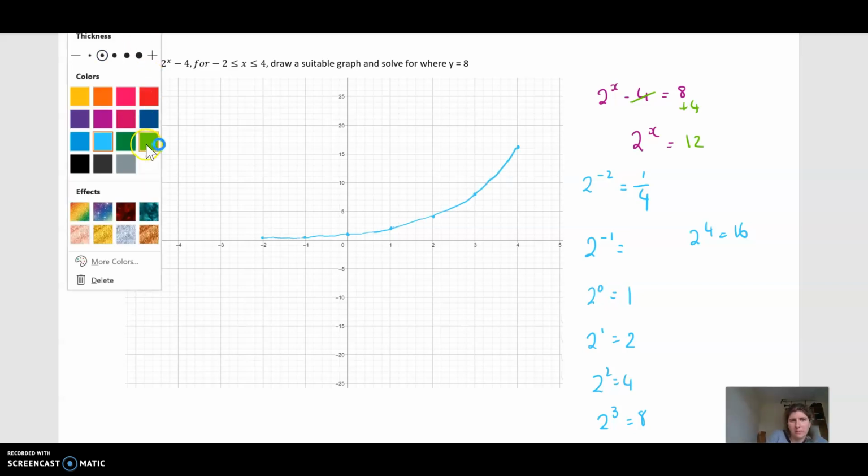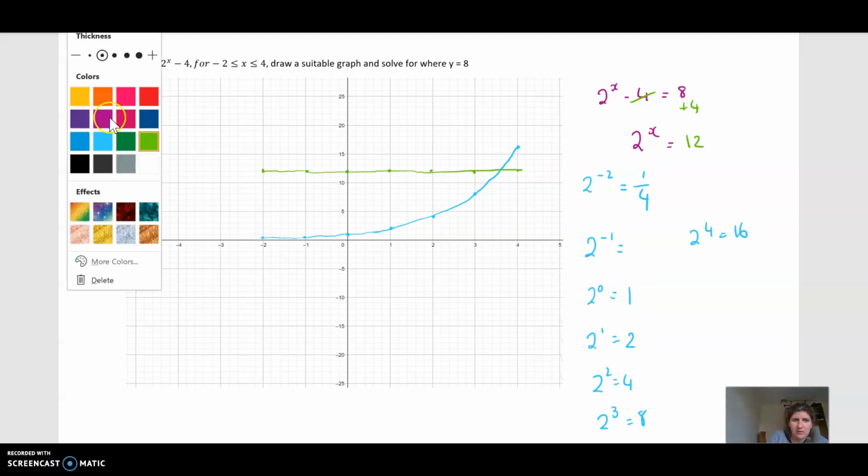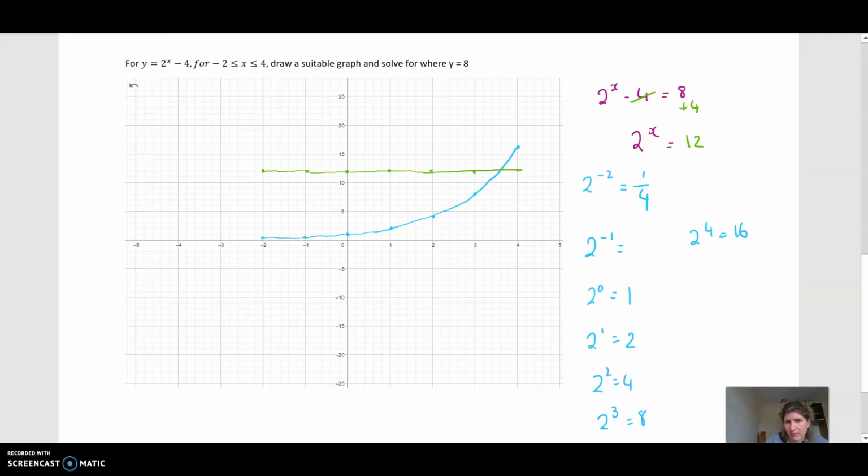Now I'm going to plot in my 12. So negative 2, 12, that's there. Negative 1, 12, 0, 12, 1, 12, 2, 12, 3, 12, 4, 12. I'm going to join up these points. Now I can see, in this case, only one point of intersection because the graph doesn't come back on itself. And that's at about 3.6, I think. Yeah, I'm happy with that, 3.6.